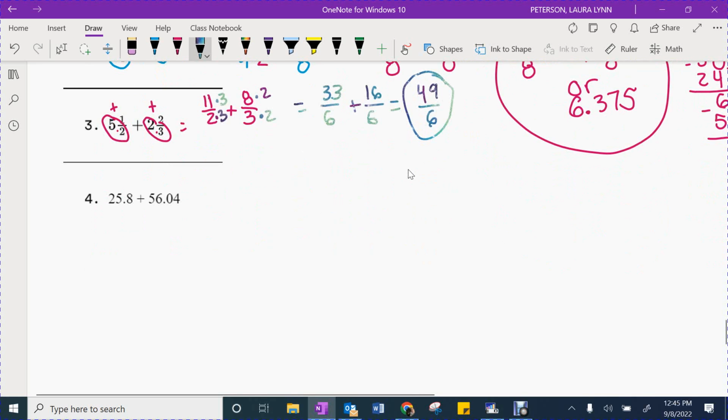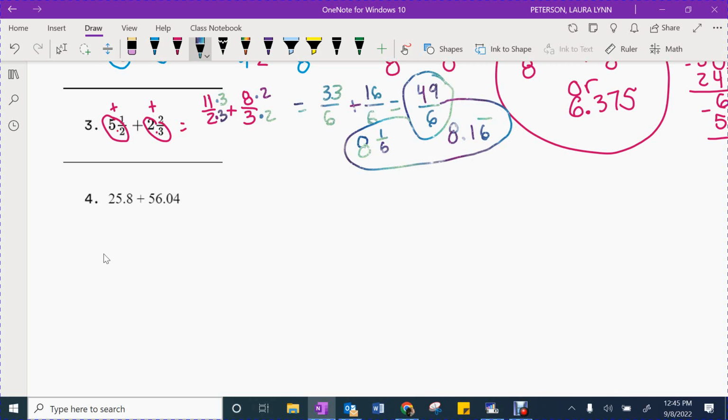If you went all the way through and you got a decimal, just so you can see it, it would be 8.16 repeating, and it's only the 6 that's repeating. I'm going to keep going. In case you want to see the actual mixed number, it would be 8 and 1/6. That would also be your answer.